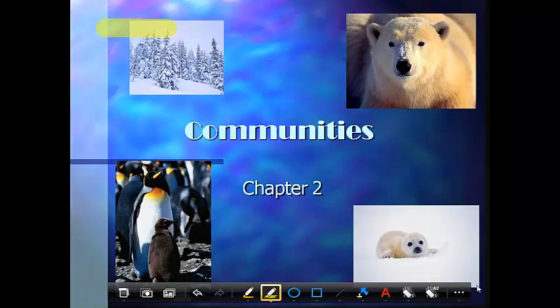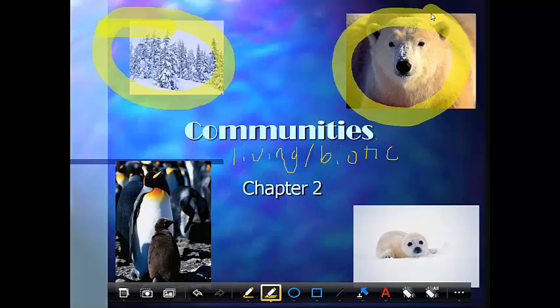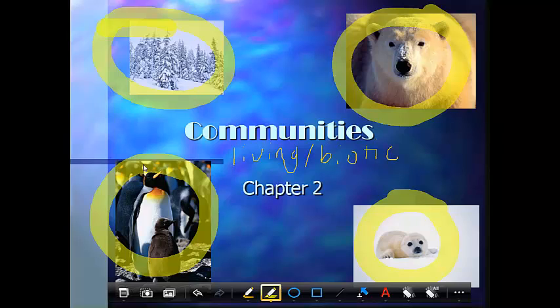So we're going to look at, as I said, the living or biotic parts of an ecosystem, and that's what we call the community. So in this community that's depicted here, an Arctic community, we might have the tree populations, polar bear populations, seal populations, penguin populations. All of those are part of the community that lives in the ecosystem because those are all the living parts of the ecosystem. So it also includes bacteria and fungi and things like that as well.